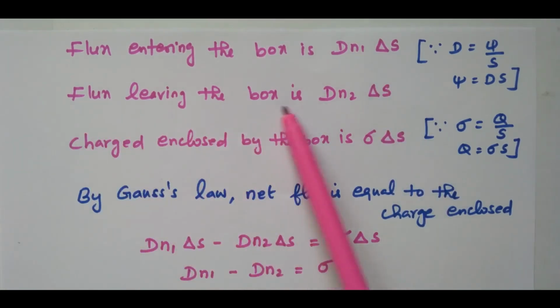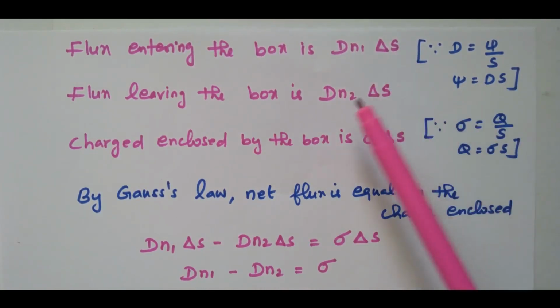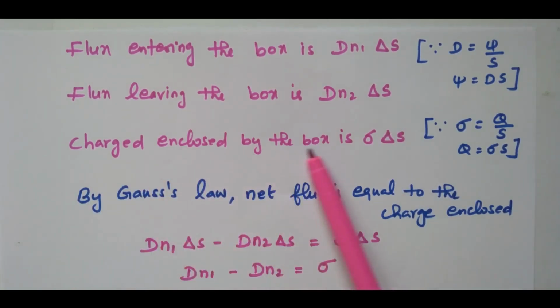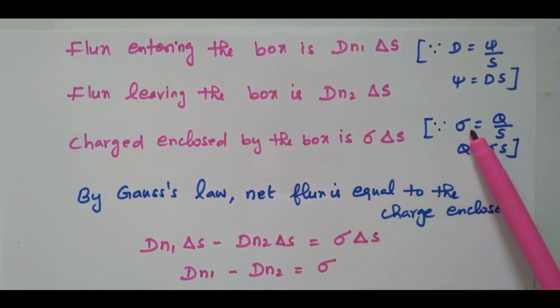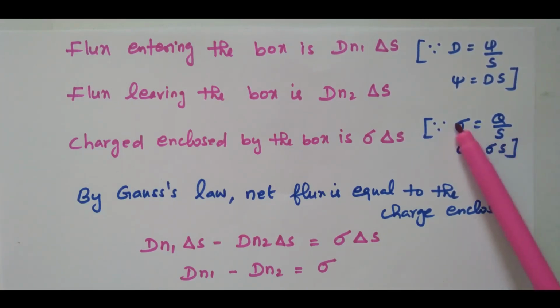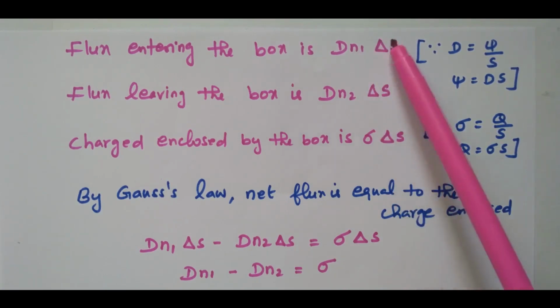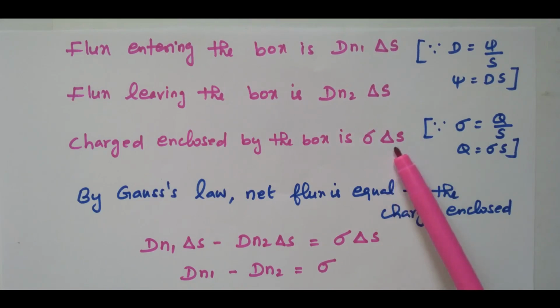Similarly, what is the flux leaving the box? Dn2 into delta S. Right? Dn1 into delta S is the flux entering. Dn2 into delta S is the flux leaving. Then what is the charge enclosed by the box? We have sigma available. Charged sheet sigma is placed at the boundary. What is sigma? Q divided by S, charge per unit area. Cross multiplying, Q equal to sigma into S, charge equals charge density into area. So sigma into delta S. So this is the flux entering, this is the flux leaving, this is the charge available.